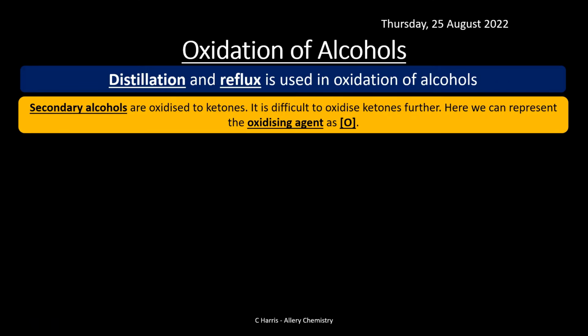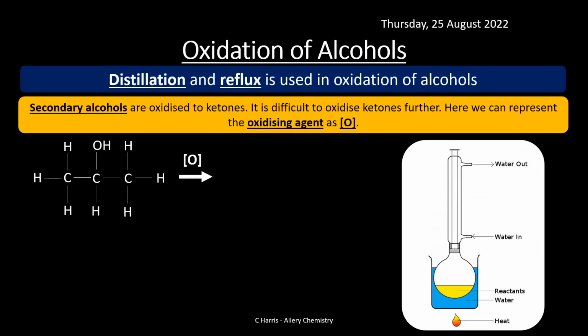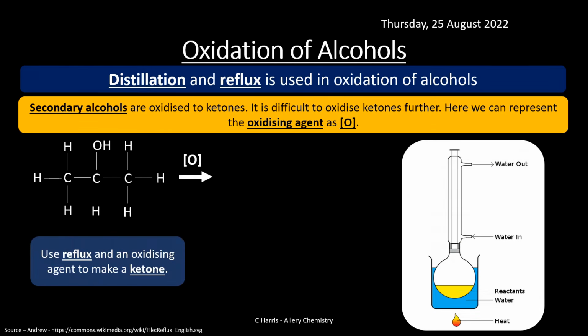Okay, so secondary alcohols are oxidized to ketones. It's difficult to oxidize ketones further, at least not using dichromates. And we can represent the oxidizing agent as O in the square bracket. So here's your secondary alcohol. To form your ketone, there isn't any further oxidation. You only form one product when you oxidize your secondary alcohol, and that is, of course, your ketone.